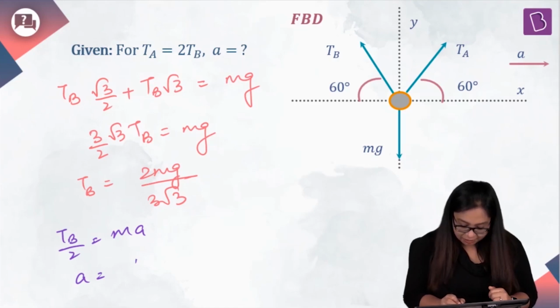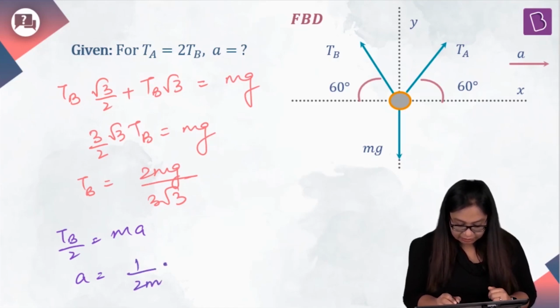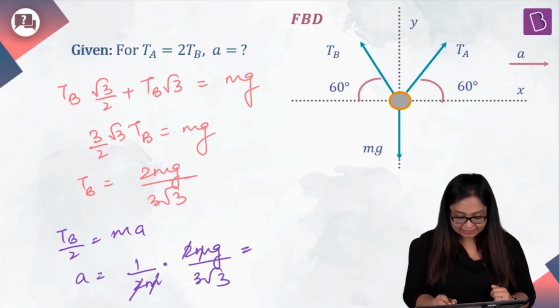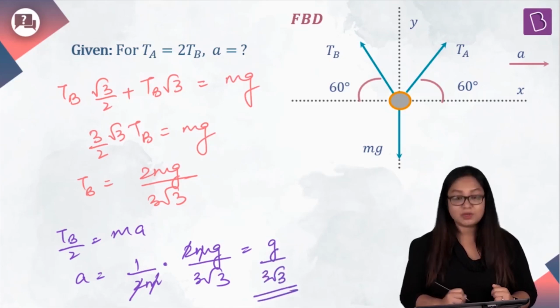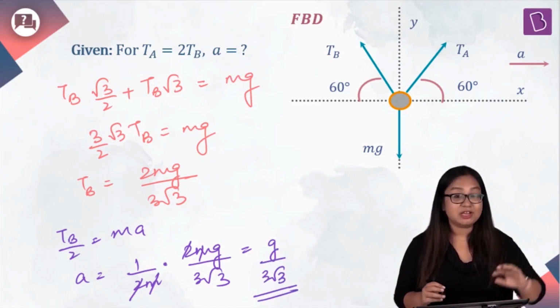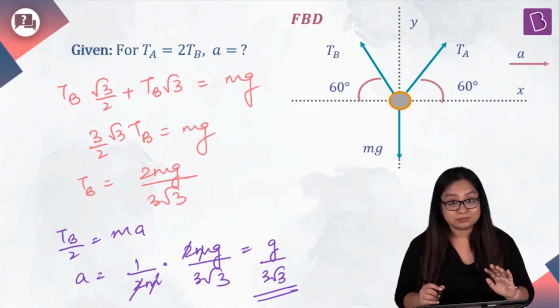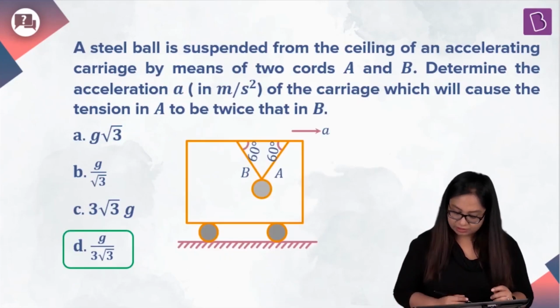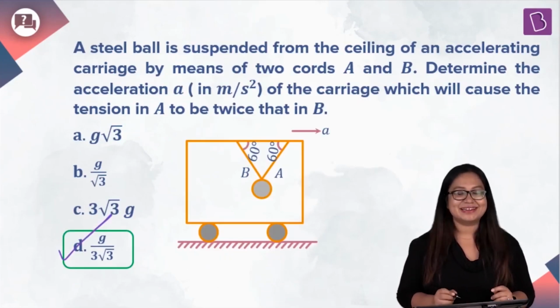Substituting TB, 1 by 2m into TB, which is 2mg upon 3 root 3. 2 gets cancelled out, m gets cancelled out. I get acceleration value as g upon 3 root 3. Okay. G by 3 root 3 is the value of acceleration for which one tension will be double the other's tension, right? Okay, let's go to the options. Quickly figure it out. Option number D is the correct answer.